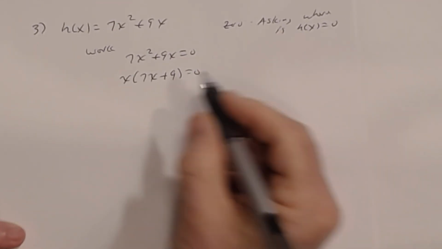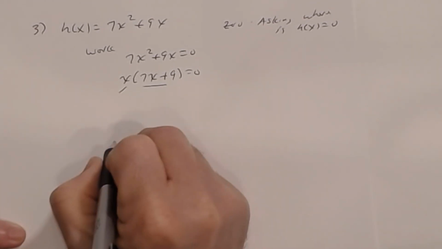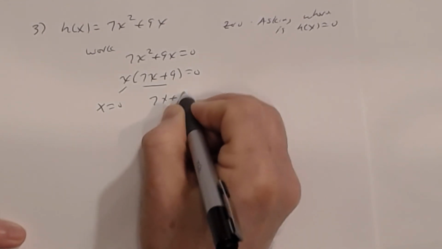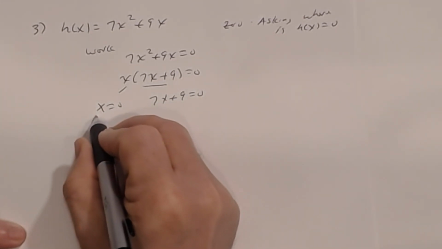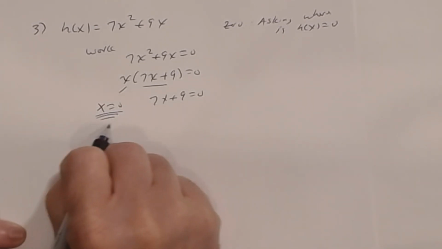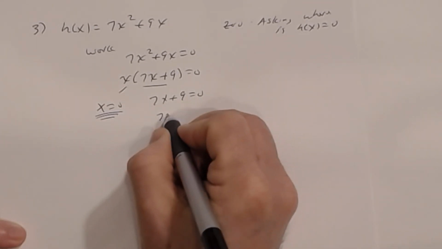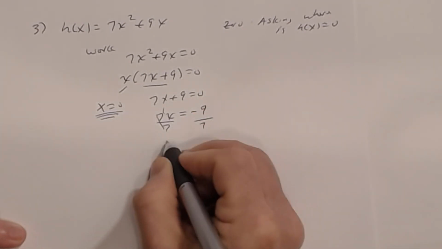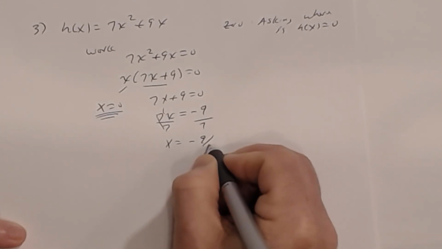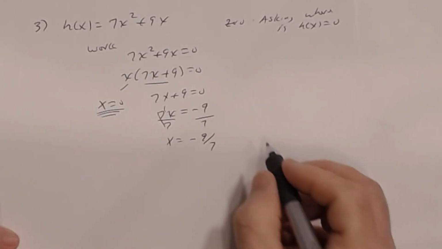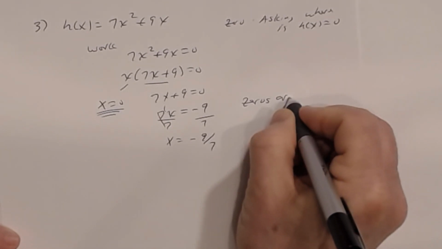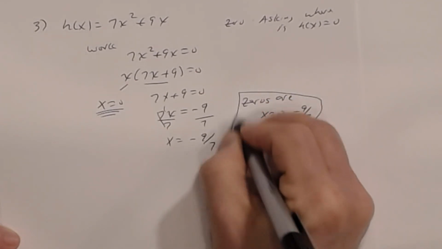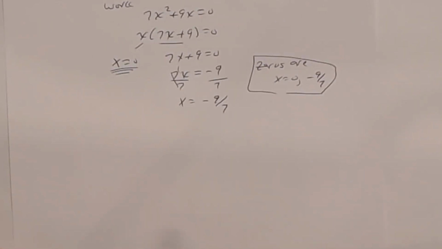And then using the zero factor property, I say each of those factors equals 0. So I get x to be 0, and 7x plus 9 equal to 0. Now over here, I found one of my zeros. All right, x is by itself. Over here, I'm going to have to subtract 9 from both sides. So I get 7x equal negative 9. And then when I divide both sides by 7, my other zero is negative 9/7. All right, so your zeros are x equals 0 and negative 9/7. Okay? All right, number 4.